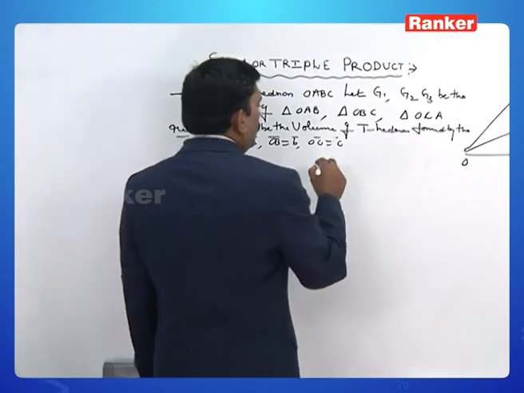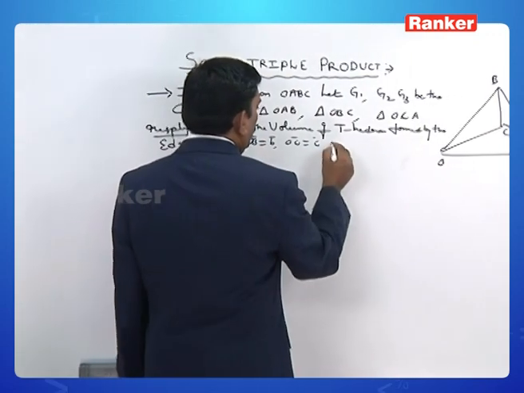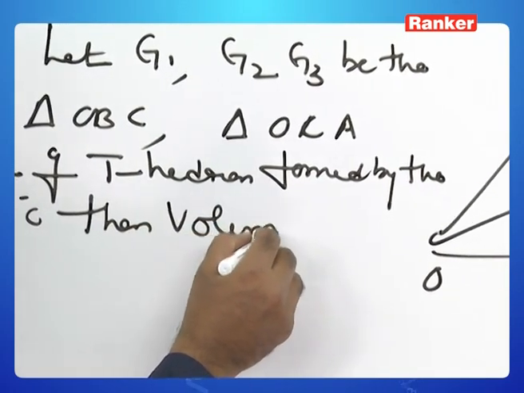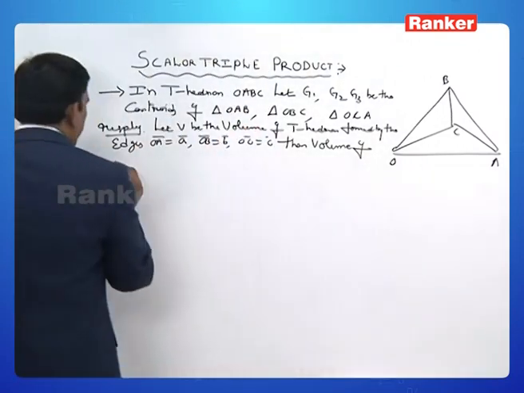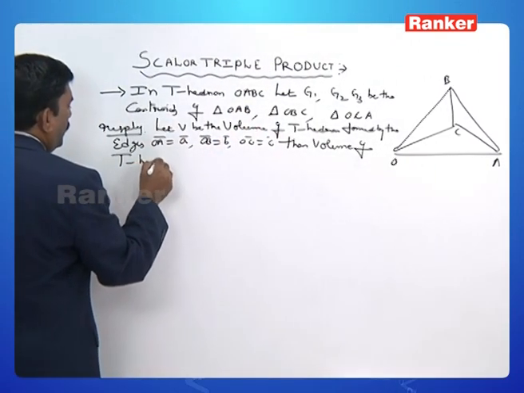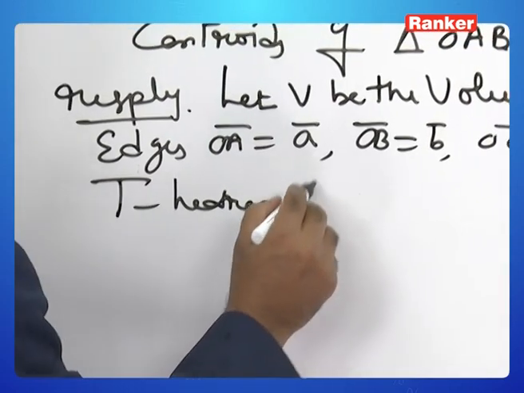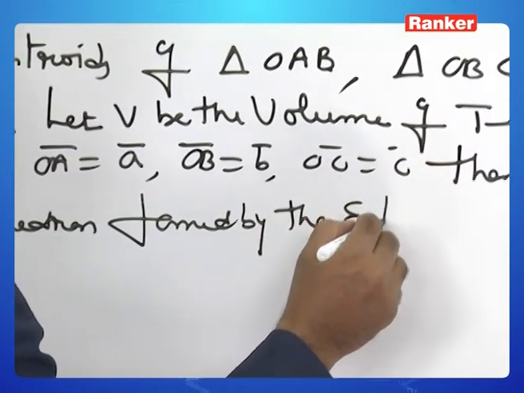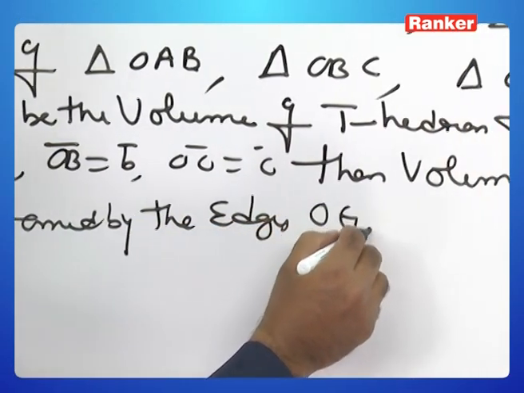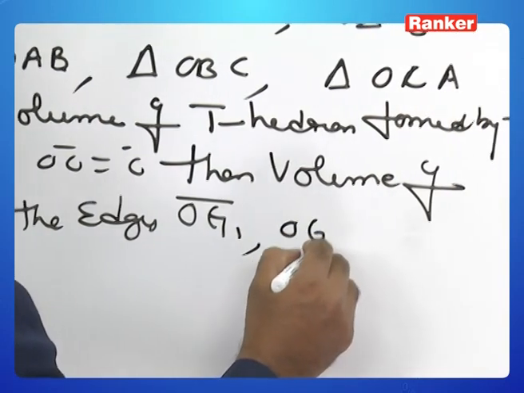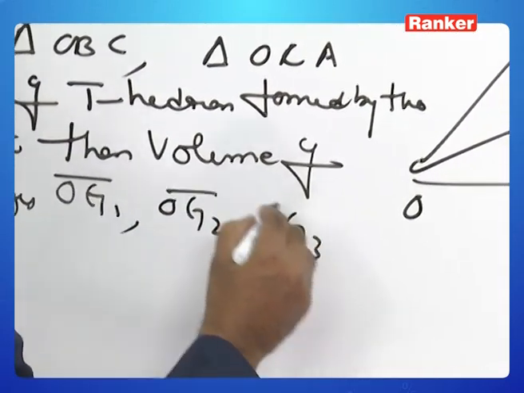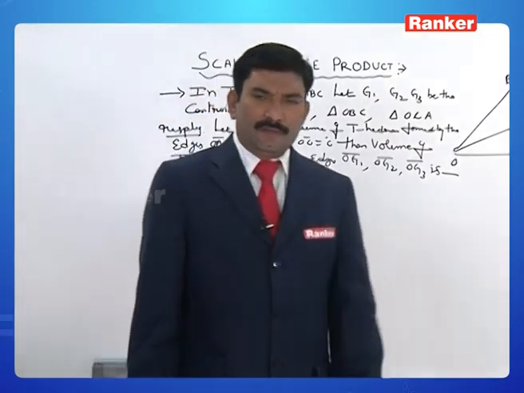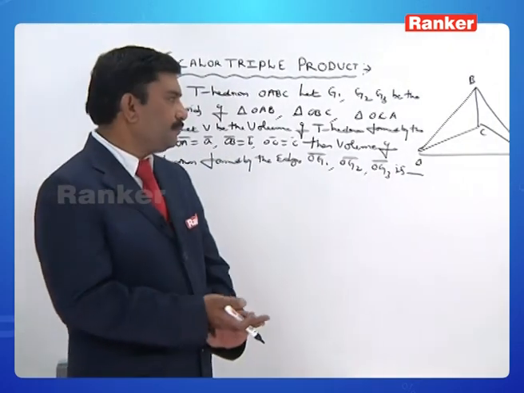Then the volume of the tetrahedron formed by the edges OG1, OG2, OG3 is V dash. This is one of the best examples.